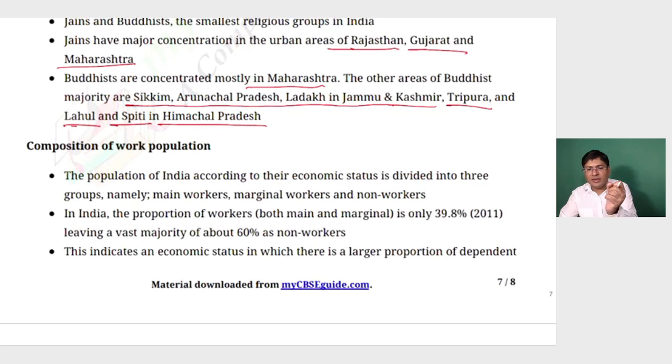Now the fourth composition in this chapter is the composition of the work population, meaning in which type of work or occupation the particular population is engaged. Based on that, we do the population composition. That is the occupational composition.